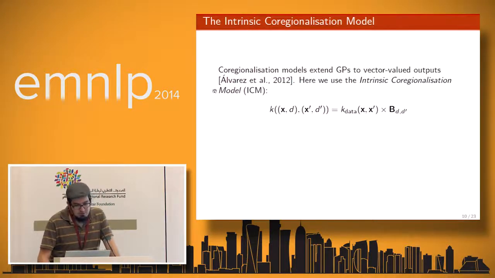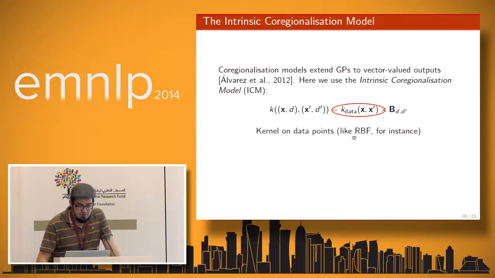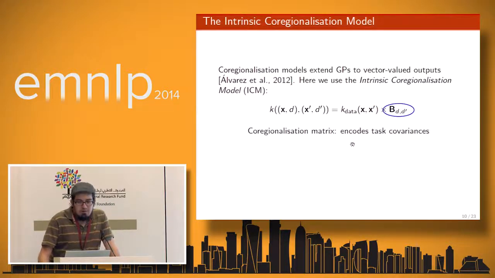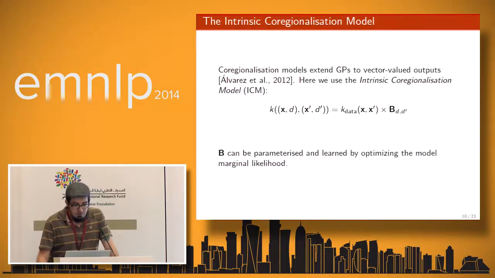In this model, we basically extend the kernel. So now instead of having the kernel just between inputs, you have it between input pairs, which is input X and D, the corresponding task for X. To calculate this new kernel, we use the same kernel for the input, and then we multiply it by a covariance between the tasks we take into account, which is encoded in this matrix. The nice thing about this formulation is that we will be able to learn this matrix by optimizing the marginal likelihood.